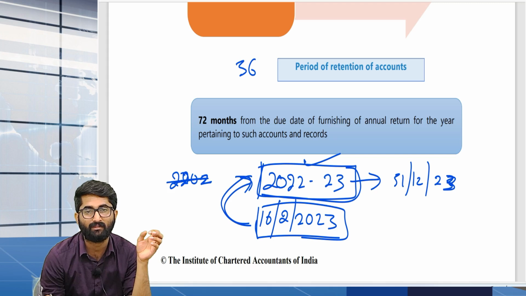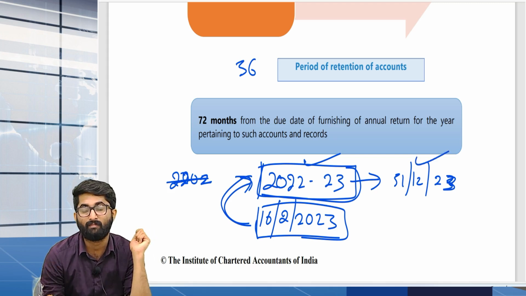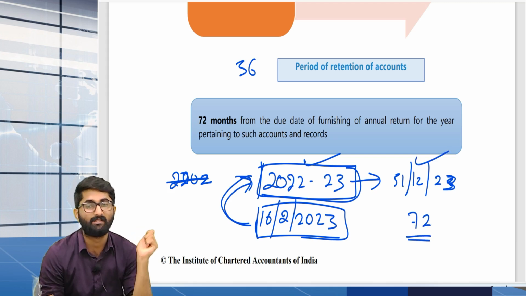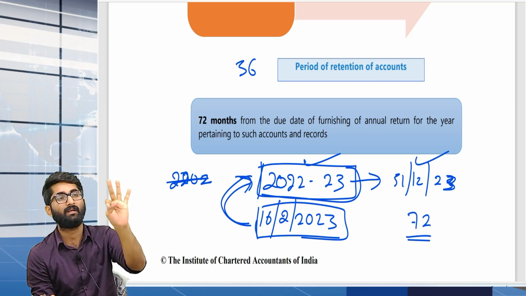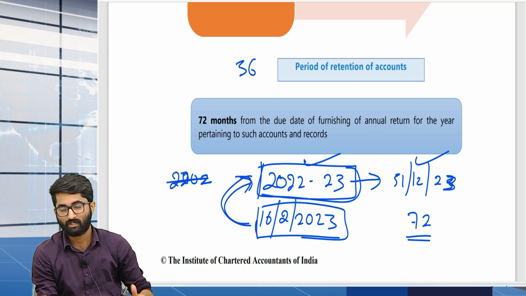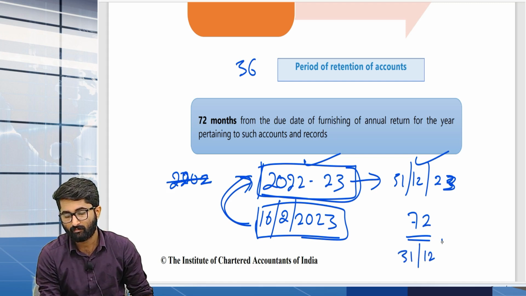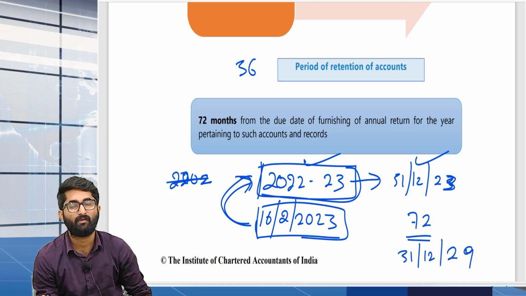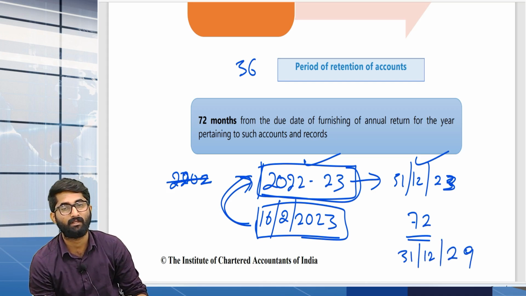From this due date, you have to maintain it for 72 months. That means 6 years: 23, 24, 25, 26, 27, 28, 29. That means till 31st December 29. You have to maintain this till 31st December 29.